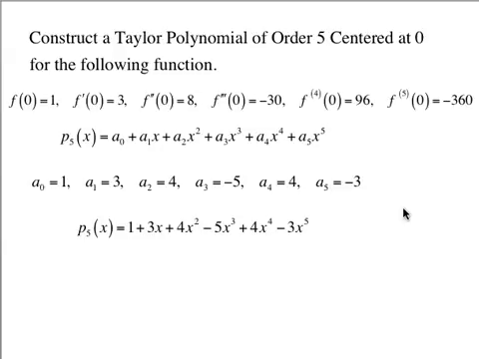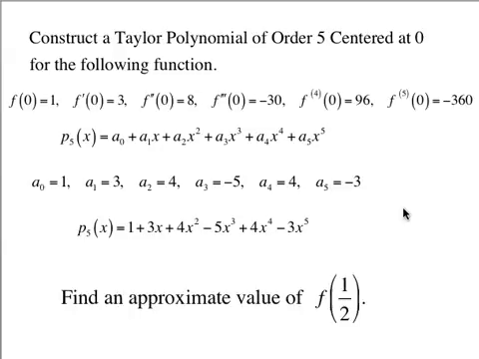Now I can use this to answer an interesting question, namely, this is centered at 0, so I should be able to approximate the value for f of 1/2. 1/2 is pretty close to 0. You would think you might get a reasonable approximation since this Taylor polynomial is centered at 0. So to get f of 1/2, we're going to plug 1/2 in for each of the x's. So p5 of 1/2 will be 1 plus 3 times a half plus 4 times a half squared minus 5 times a half cubed plus 4 times a half to the fourth minus 3 times a half to the fifth.